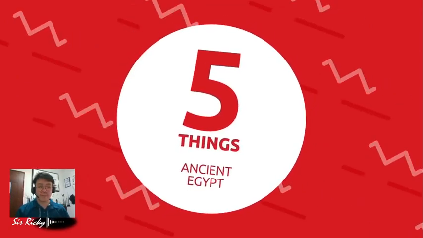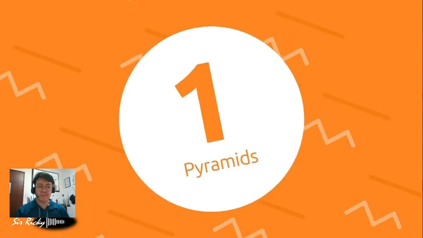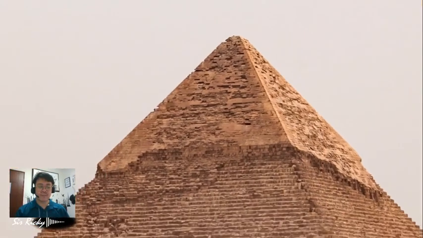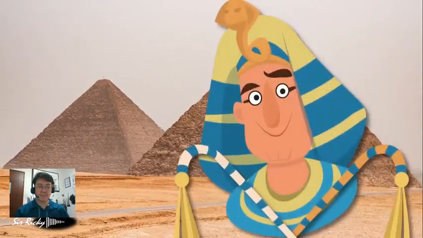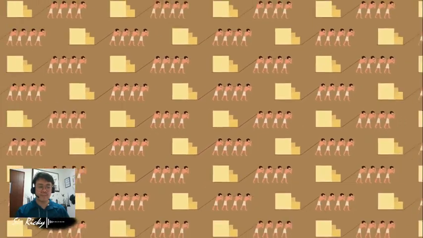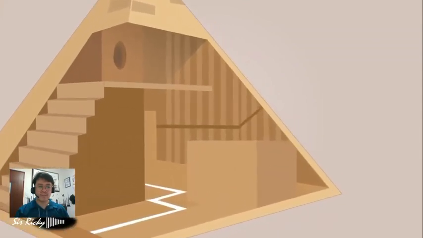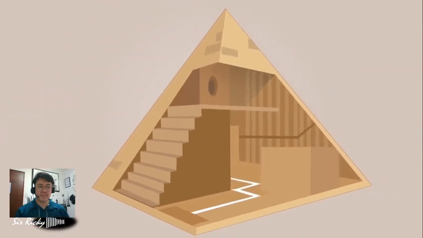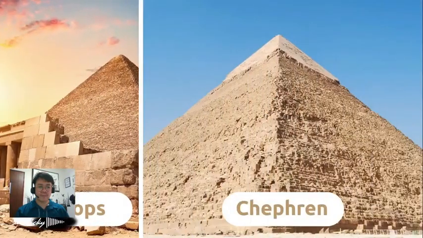5 things you should know about ancient Egypt. I'm sure you've heard about the pyramids of Giza, but did you know that they actually were massive tombs for pharaohs? Thousands of laborers worked for years to build a pyramid. The inside of the pyramids is full of mysteries. There are tunnels, chambers, and secret shafts or passageways. The most important pyramids are those of Cheops, Chephren, and Menkaure.